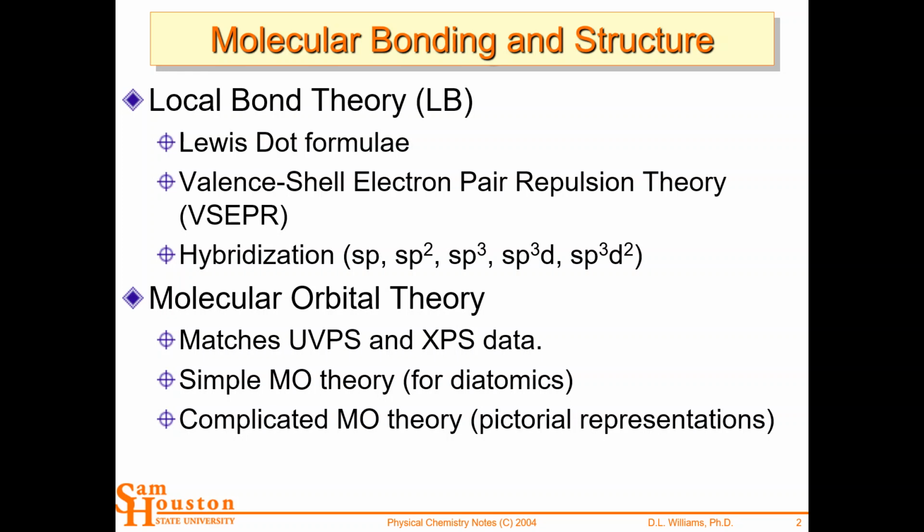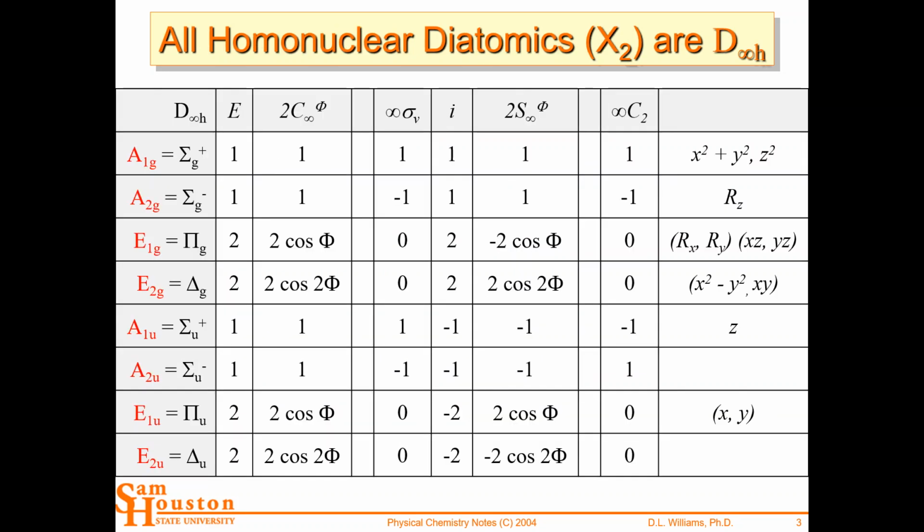So we've talked about local bond theory. Today we're going to start with the introductory parts of molecular orbital theory. So we're going to focus on the simplest molecules at first, homonuclear diatomics. So same nucleus on each end. So N2, O2, C2, B2, Li2, all of the same kind of atoms on both ends. And all homonuclear diatomics are D infinity h. So we have one character table, one point group to deal with.